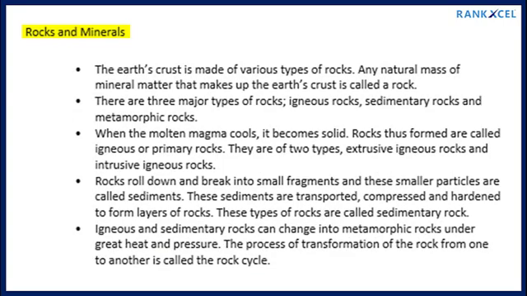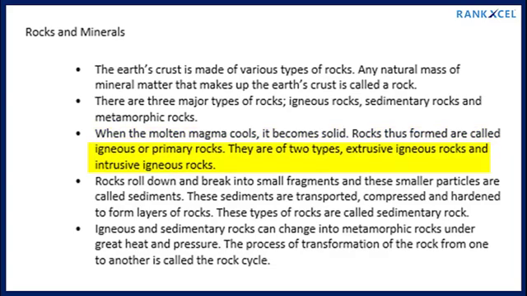Rocks and minerals. The Earth's crust is made of various types of rocks. Any natural mass of mineral matter that makes up the Earth's crust is called a rock. There are three major types of rocks: igneous rocks, sedimentary rocks and metamorphic rocks. When the molten magma cools, it becomes solid. Rocks thus formed are called igneous or primary rocks.